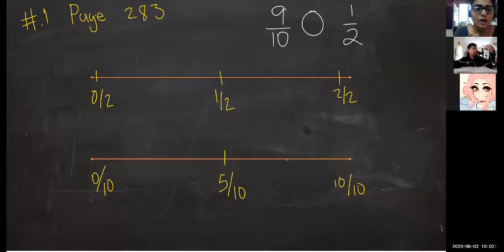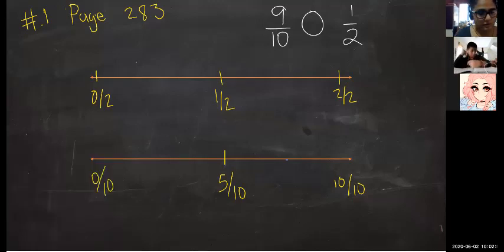Hello. Okay, this is problem number one. We need to compare two different fractions. The first fraction, we need to know which is the greatest fraction. And remember, the Pac-Man is always the greatest one. Okay, in this case, one half is exactly, let me write it.